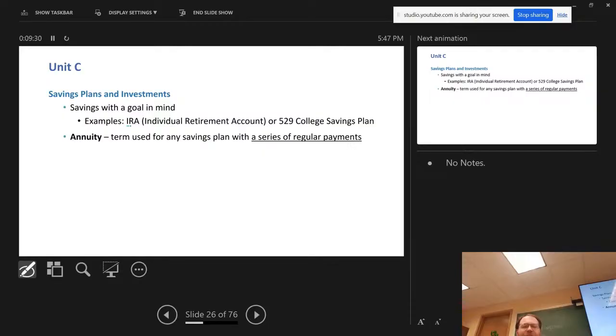Chances are you'll probably have to think about IRAs, so retirement options. Or if any of you have children, 529 college savings plans are typically a big deal too. Some forms of these give annuities, which are continuous payments after you meet certain criteria.